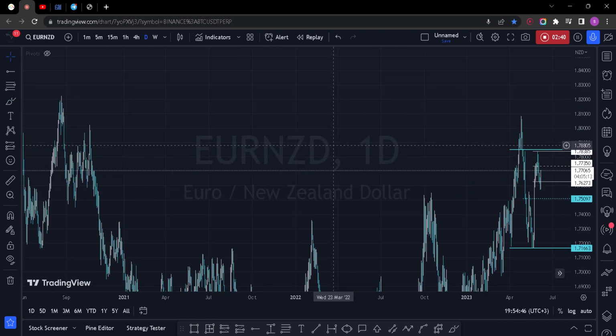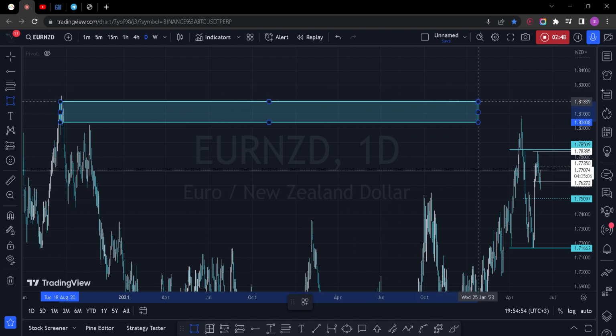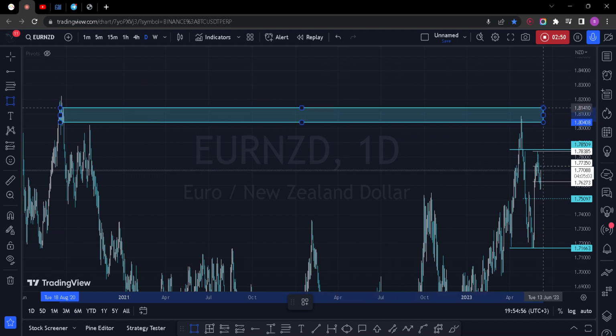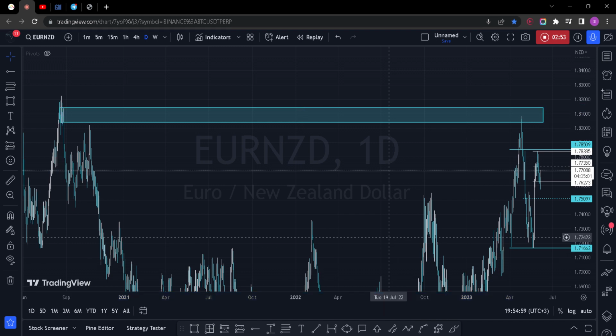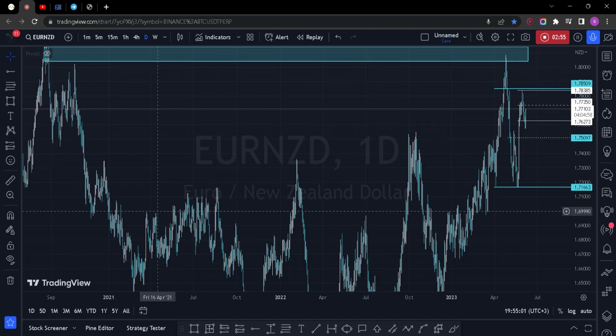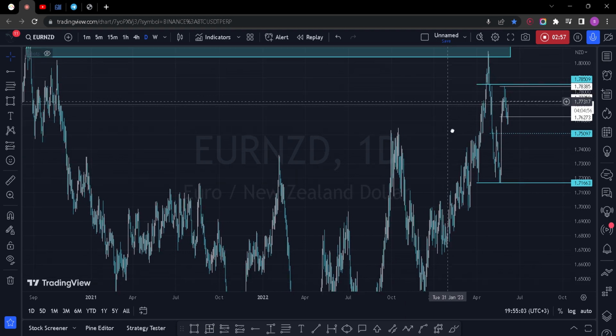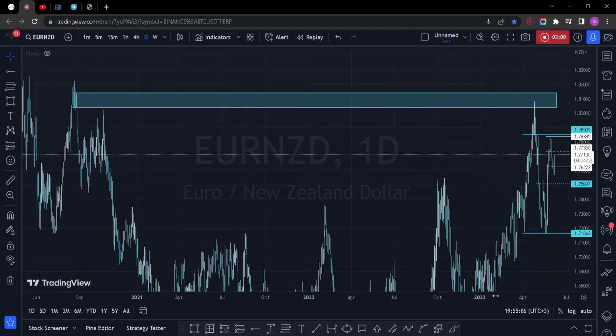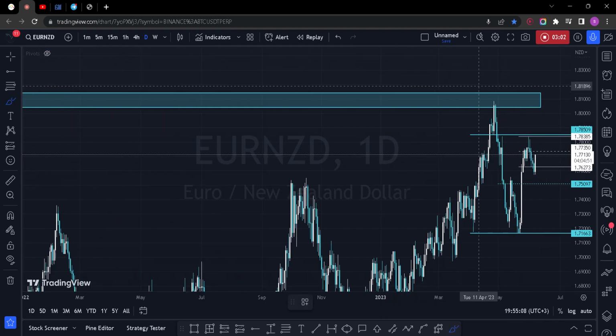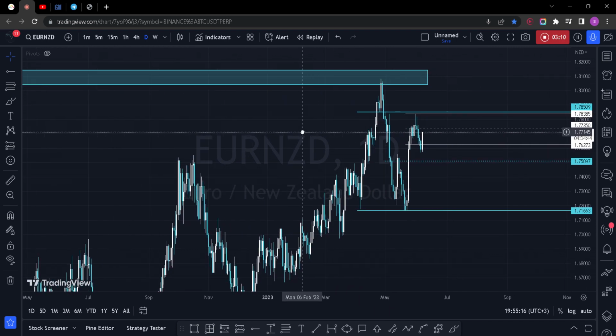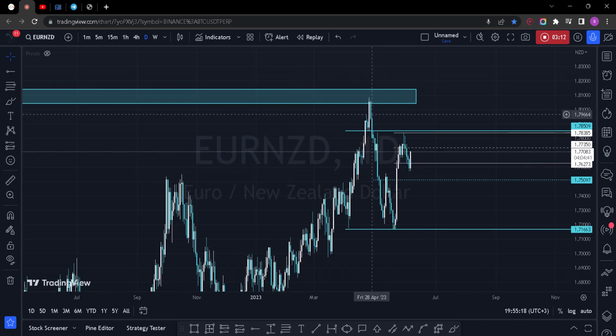So I had highlighted the daily order block right here. This daily order block right there. So as you can see, price has been trading below it for quite some time, and on reaching these levels, there was an immediate aggressive sell-off. So this would have been the ideal place to look for a short entry.